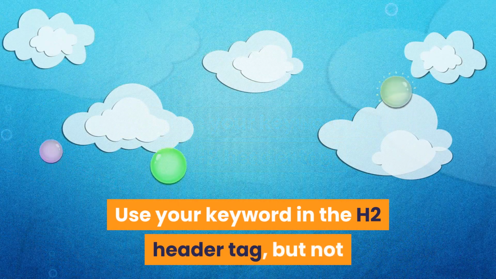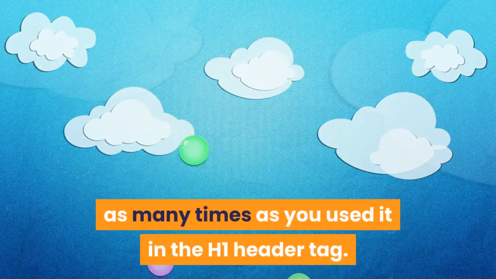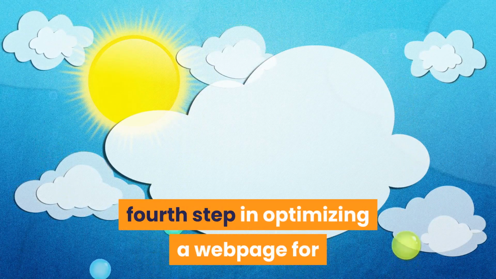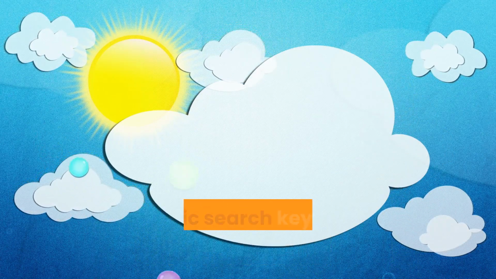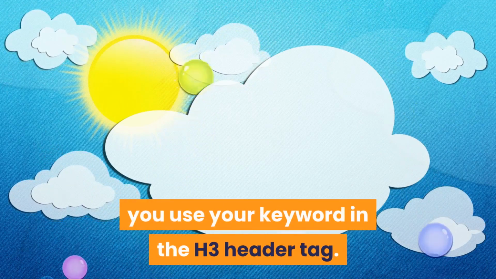Use your keyword in the H2 header tag, but not as many times as you used it in the H1 header tag. Step number 4, Keywords in H3 header tag. The fourth step in optimizing a web page for organic search keywords is to make sure you use your keyword in the H3 header tag.